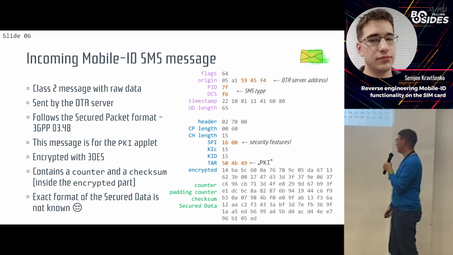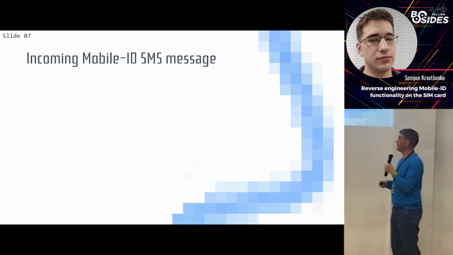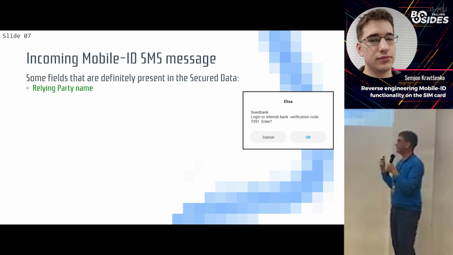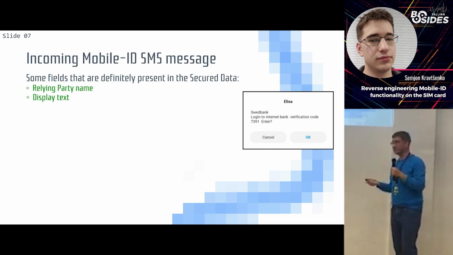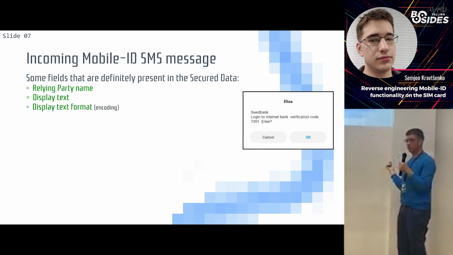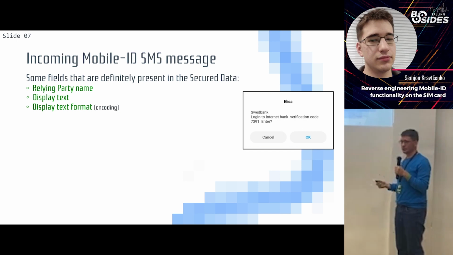We do not really know the alignment of the fields inside this portion of the message. However, we can make some good guesses. Let's take another look at this mobile ID prompt. The first thing you can see here is that the relying party name is clearly visible. This means it must have come with this message. Then it's the text of the transaction. In this case, it's login to internet bank. And also its format, because there are two different formats and they support different characters that can be displayed.